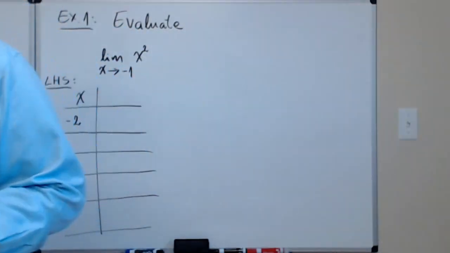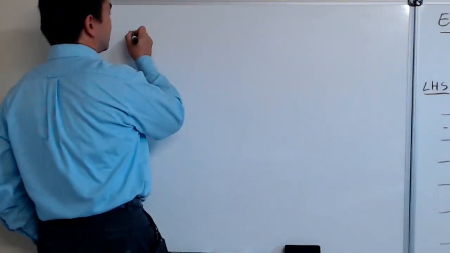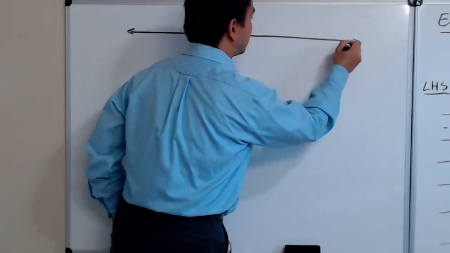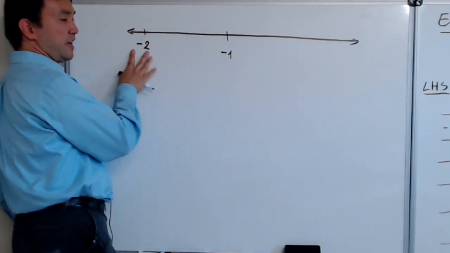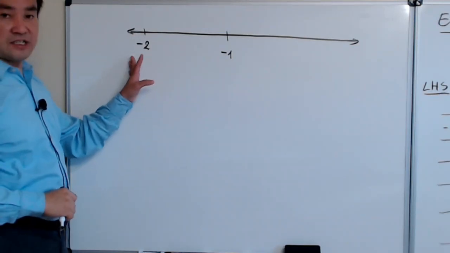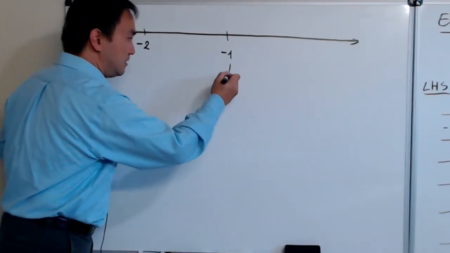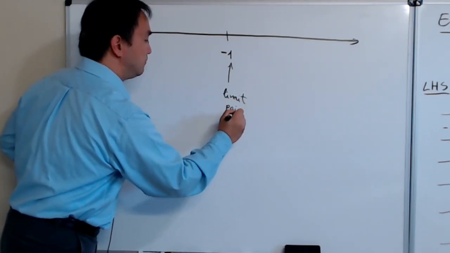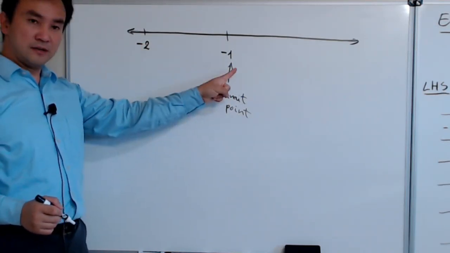Before I rush into the next value, let me quickly demonstrate that on the number line again. On the number line, -1 is somewhere here. So I chose -2, which is to the left-hand side of my destination point. This is our limit point, the destination. Values of x are getting closer to this destination.